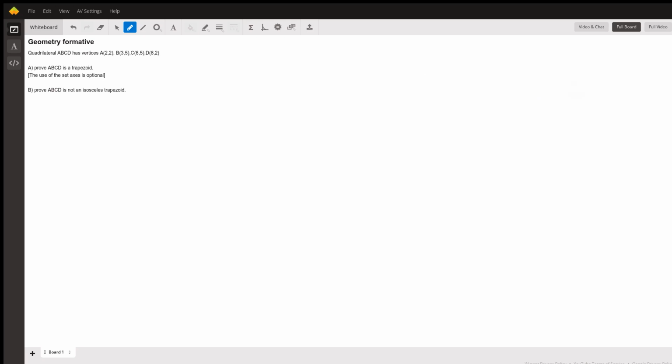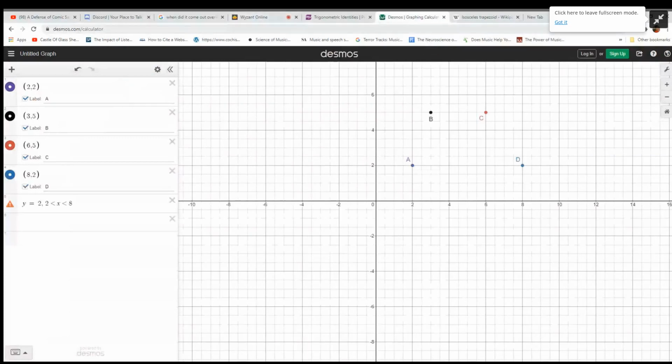So I'm going to share my screen and we're going to go over to Desmos. In this case, this is our trapezoid that we have here. Well, it's a thing that we think is a trapezoid, but we're pretty sure. And the reason why is because B and C, which are (3, 5) and (6, 5), are both on the line y equals 5.